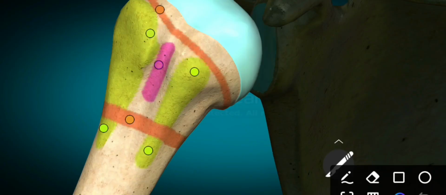Now the crest of the greater tubercle here provides attachment to the latissimus dorsi muscle, while the lesser tubercle here provides attachment to the subscapularis muscle.